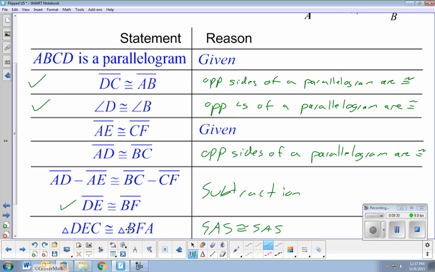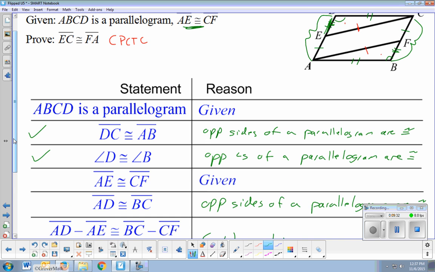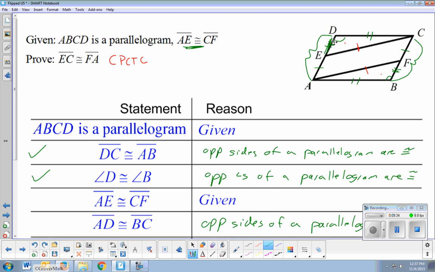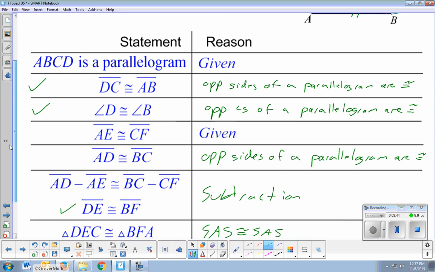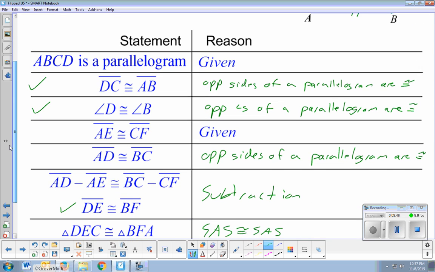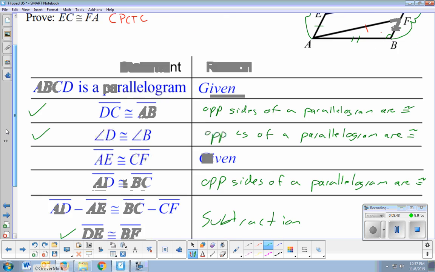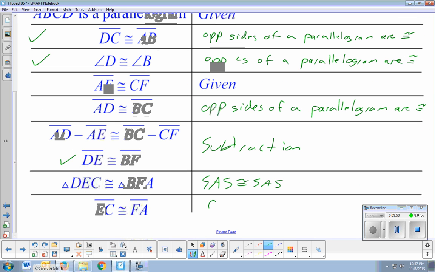And I named them here for you, but remember, you've got to make sure of a corresponding order. So if I'm going to call it DEC, what corresponds to D is B, what corresponds to E is F, what corresponds to C is A. So it's going to have to be BFA. DEC and BFA. So now that my triangles are congruent, I can say EC and FA are congruent through CPCTC, because they are corresponding parts of now congruent triangles, which makes them also congruent.